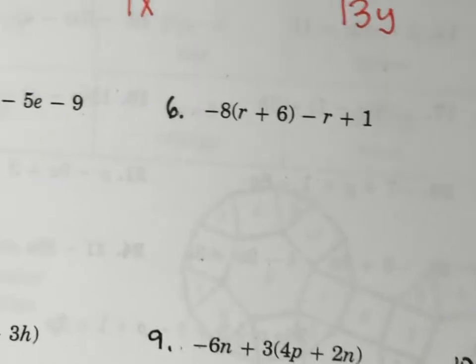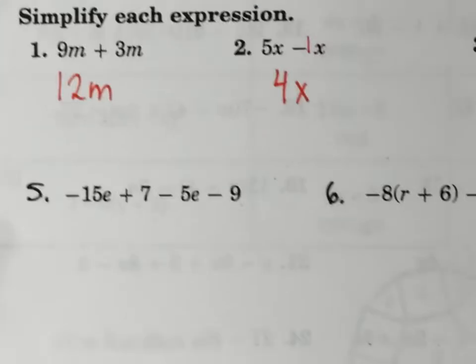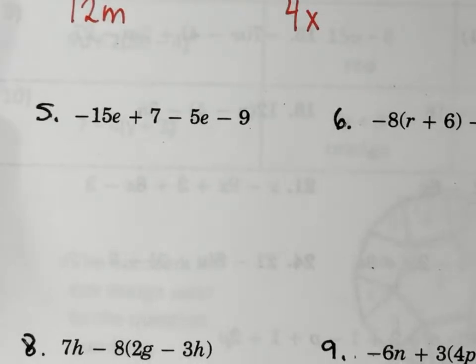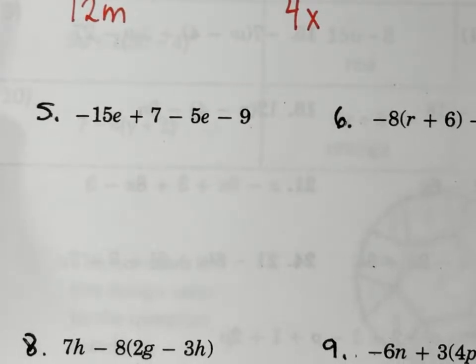All right, number 5. I've got negative 15e plus 7 minus 5e minus 9. What do I need to do first?